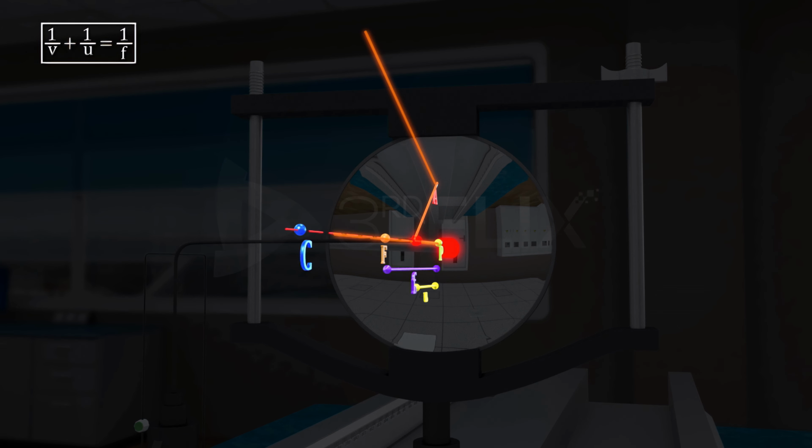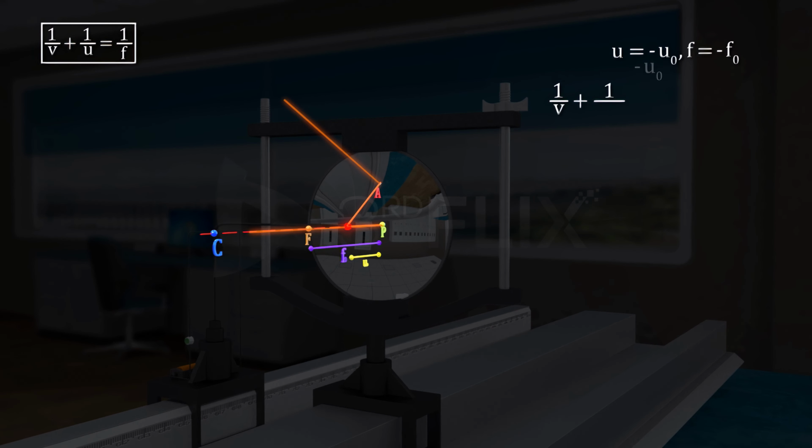We get the same result when we substitute u equals minus u naught and f equals minus f naught in the mirror formula for the concave mirror. Here, f naught is greater than u naught. So, a virtual image is formed behind the mirror.